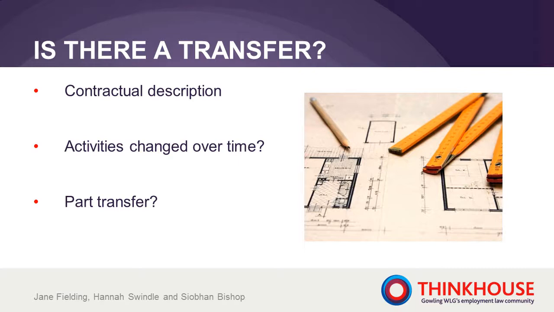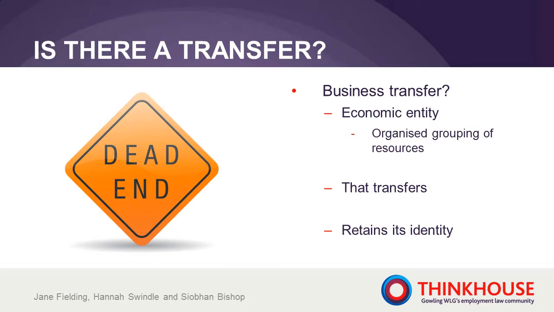Looking at it from a business transfer perspective, as I mentioned earlier, you've got to be looking for an organised grouping of resources that constitutes that economic entity that we talked about. Responsibility for that economic entity has got to transfer, and it's got to retain its identity before and after the transfer. So have you got a sufficiently structured, stable entity here before and afterwards? Again, we'll be looking at what kind of business we are talking about, what kind of undertaking, what assets are transferring. And on something like this, clearly the employees are key.